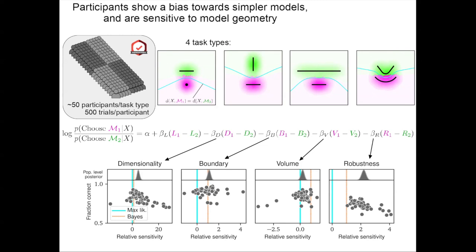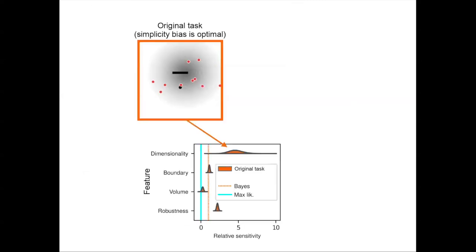Okay, let me summarize this result again. These are just the population-level estimates that I showed you in the previous slide. You can also wonder, I told you that having this bias is the optimal thing to do in this task, because it gives you better performance. But maybe the participants are just showing this bias because they have learned to do the task well, and they tend to perform better if they have this sort of bias.